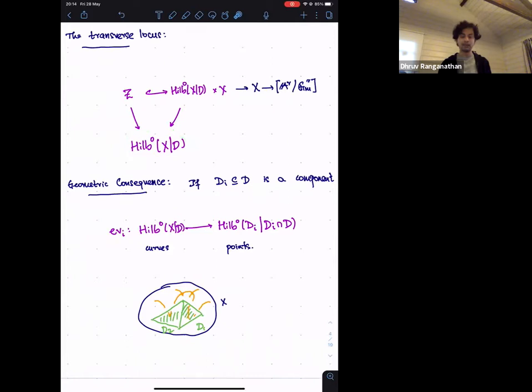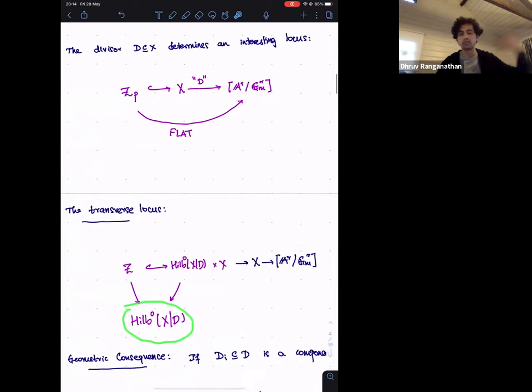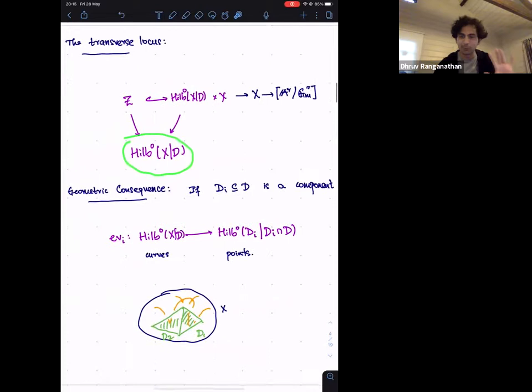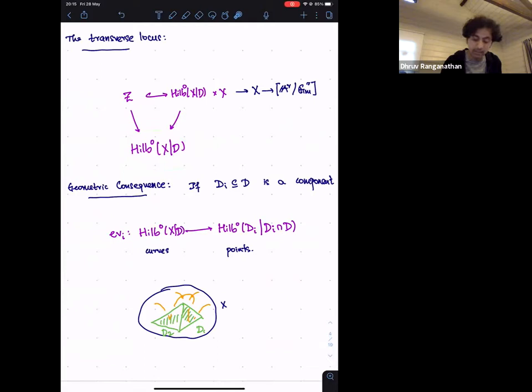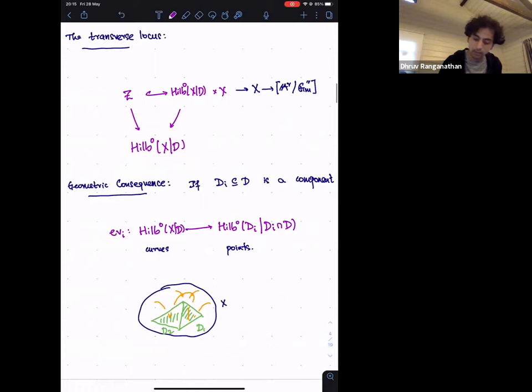So Hilb of X with respect to D, or X relative to D. This is defined to be the locus where this flatness condition holds. So it's just a bunch of points. It intersects the boundary in a bunch of points. That's not enough. The flatness is a little bit more than that, but I'll come to that in just a second. So of course, this is living inside the Hilbert scheme, and I can look at the universal subscheme inside there. And again, the point is that this map here is flat.